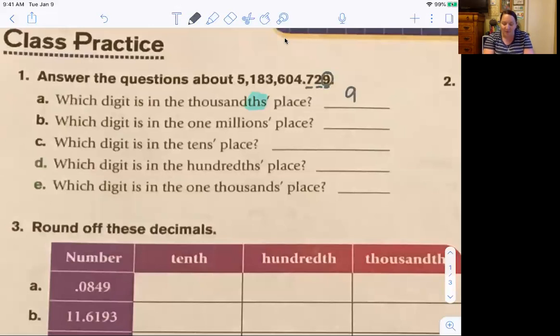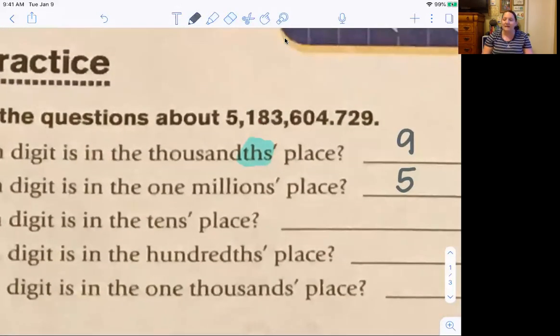A 9. Remember, a digit is 0, 1, 2, 3, 4, 5, 6, 7, 8, or 9. Letter B. Which digit is in the millions place? What is it? 5. Good. 5 is in the millions place. How about in the tens place? Remember, I'm going to erase this so it's not confusing. Going from the decimal point left, it goes ones, tens, hundreds, and so on. So the digit in the tens place is a 0.